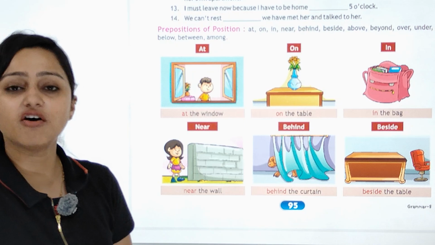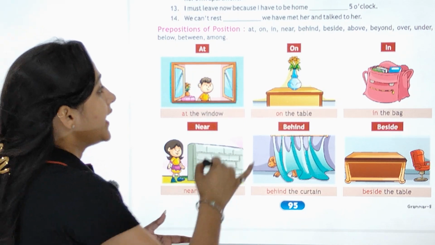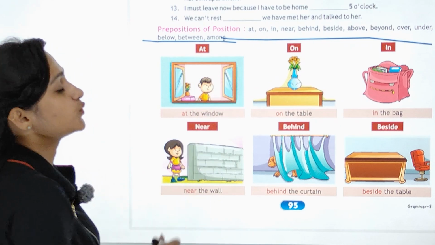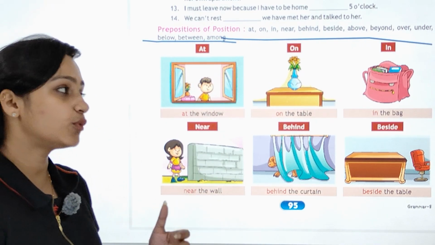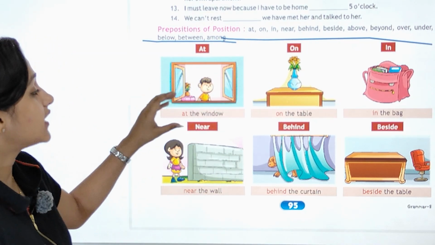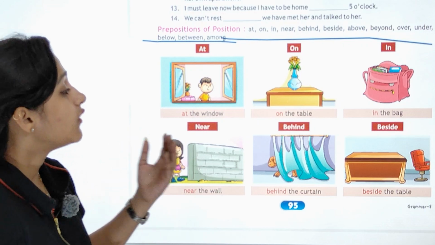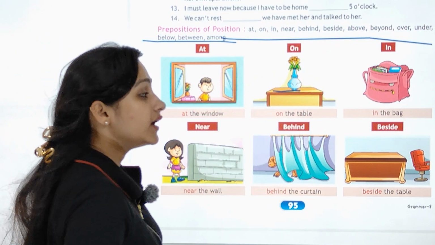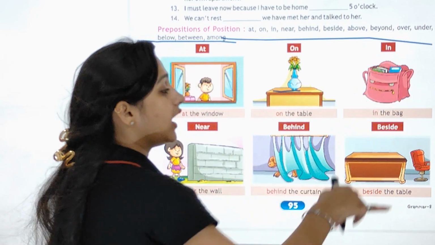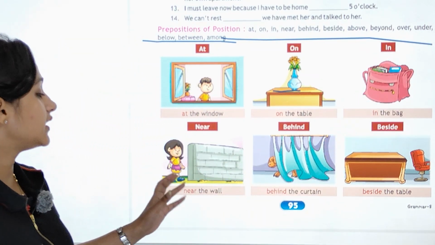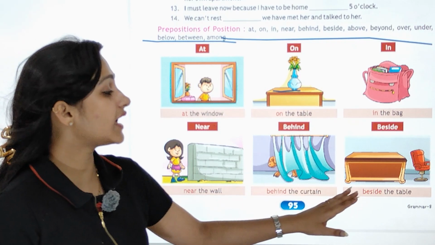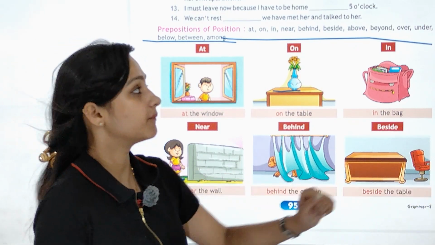Now prepositions of position. Like in, at, on, near, behind, beside, above, beyond, over, below, between, among. ये आपकी prepositions of position हैं. Like at the window मतलब window पर. On the table मतलब टेबल के ऊपर. In the bag मतलब बैग के अंदर. Near मतलब पास में, near the wall. Behind the curtain मतलब curtain के पीछे. Beside the table मतलब टेबल के साइड में.